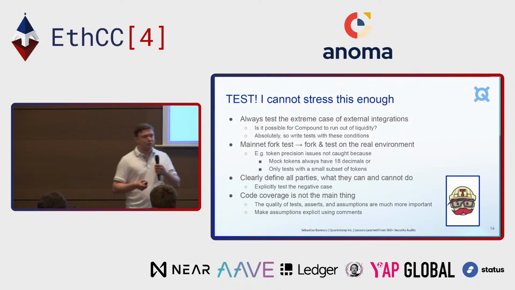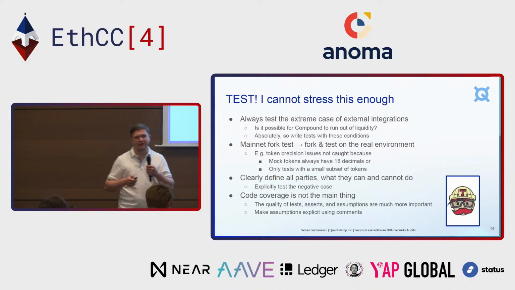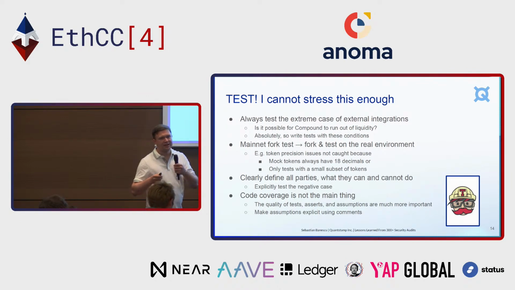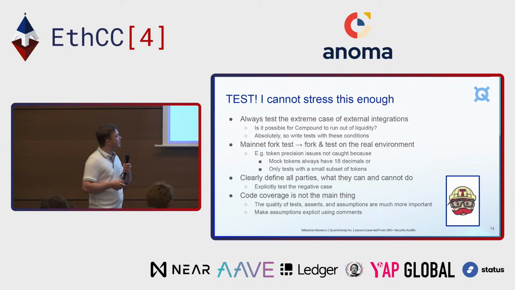Also, you might have tests with just a subset, like everyone might want to test with DAI or wrapped Ether. Again, those have 18 decimals, right? If you want to test with a subset, test with those tokens which are interesting, right? USDC, USDT, they have different behaviors. They're going to break some stuff if there are issues in your code.